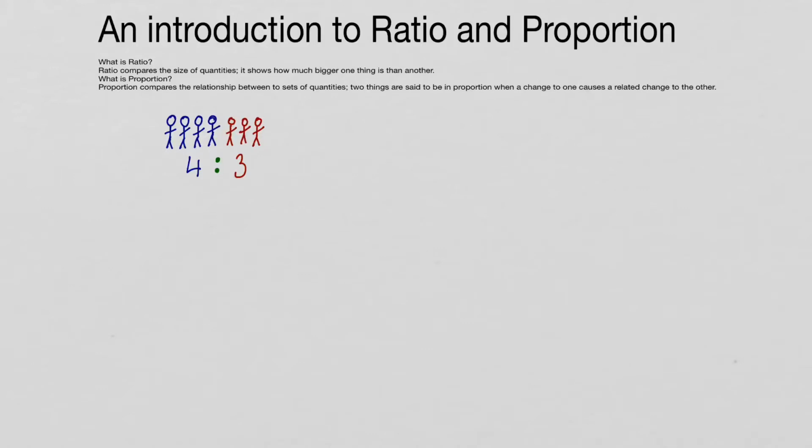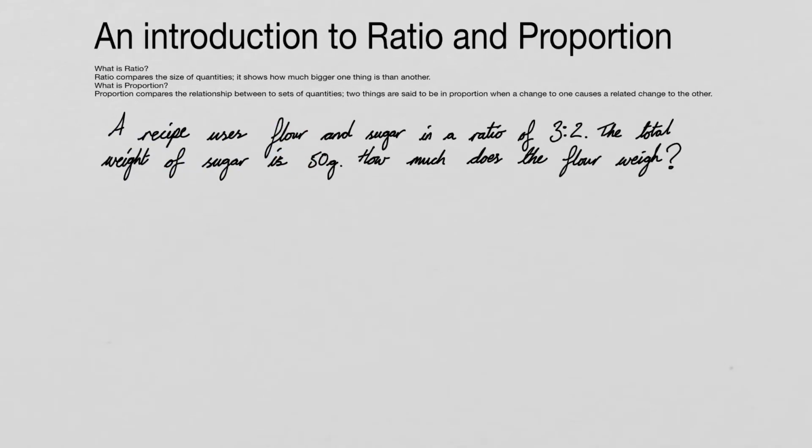And this is the basics of how we write it. So we put the number for one side, the number for the other, with a colon in between. And that's the basics of how to write ratio. Now let's look at this question. This is a standard sort of question that you might be asked about ratio.